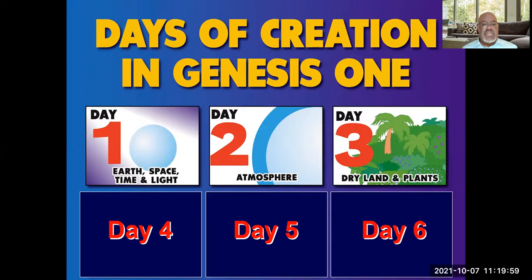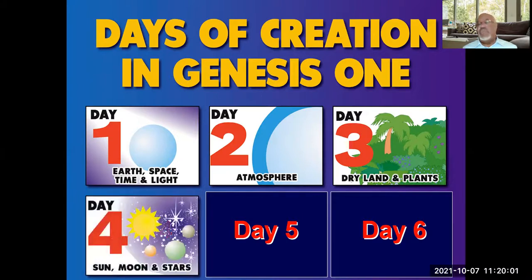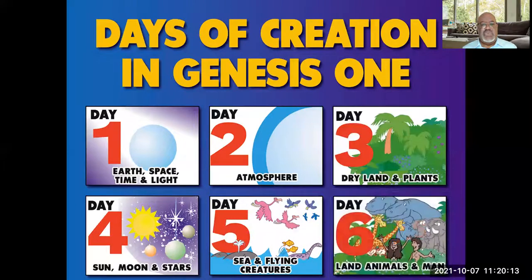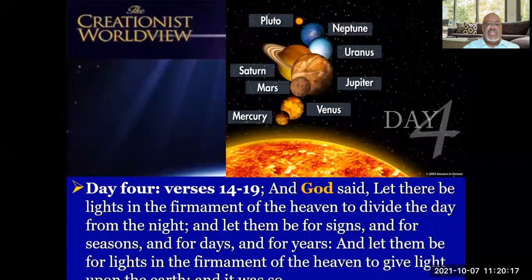Now we're going to move on to day number 4, where he created the sun, moon, stars, constellations, galaxies, nebulae, all of that. And we'll probably leave till tomorrow day number 5, and then the day after that, day number 6. So let's take a look at day number 4, which are verses 14 through 19.